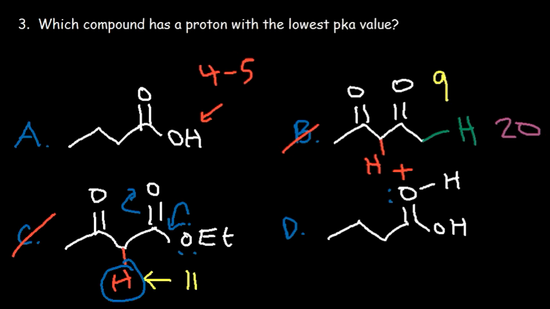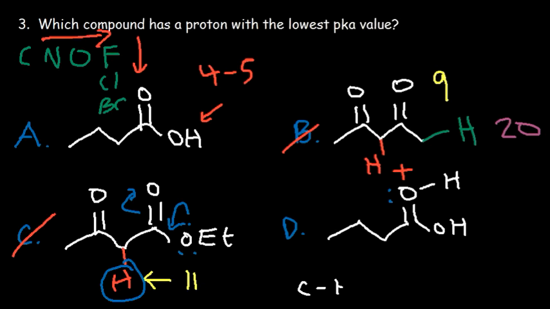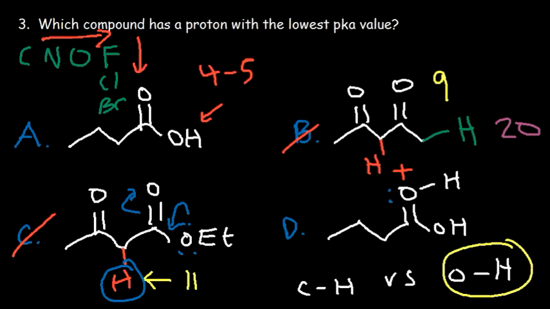Now the reason for this is, if you notice the trend on the periodic table, let's say this is carbon, nitrogen, oxygen, fluorine, chlorine, bromine, and so forth. Acid strength increases as you go to the right and as you go down. So when comparing a CH bond versus an OH bond, usually 99% of the time the OH bond is more acidic.